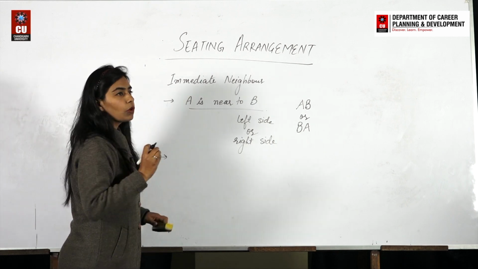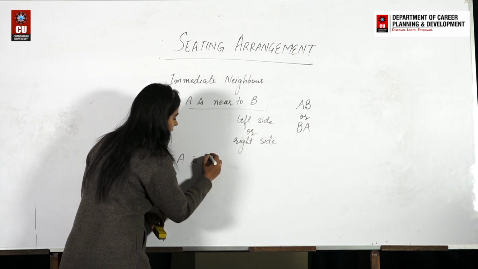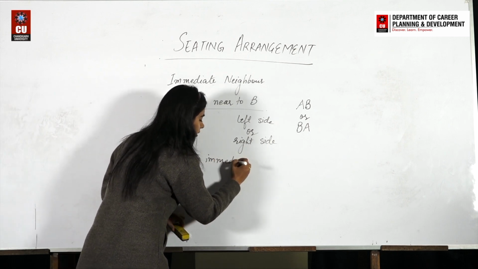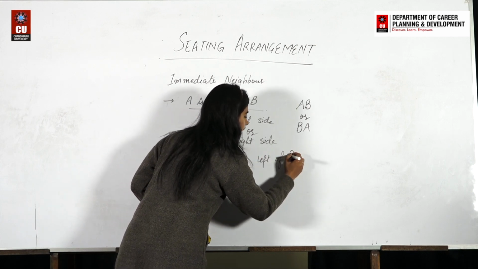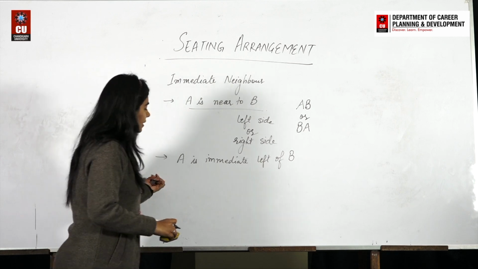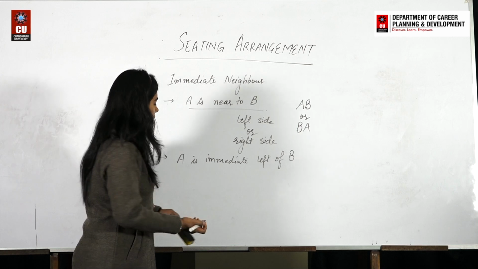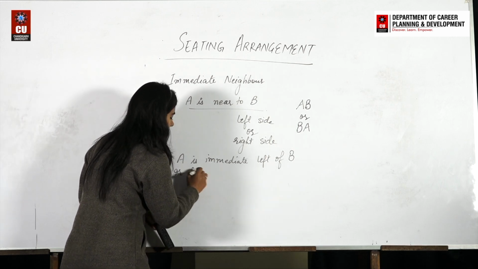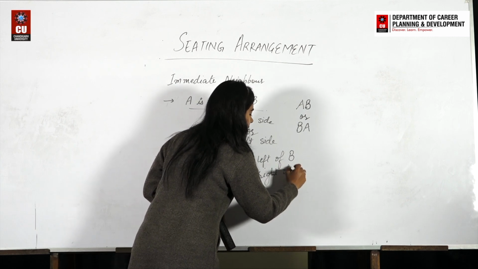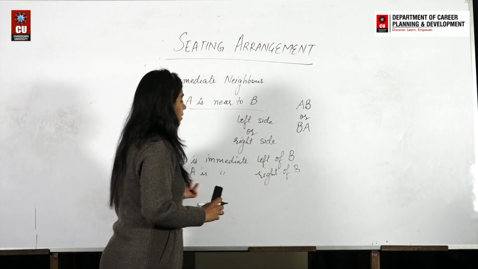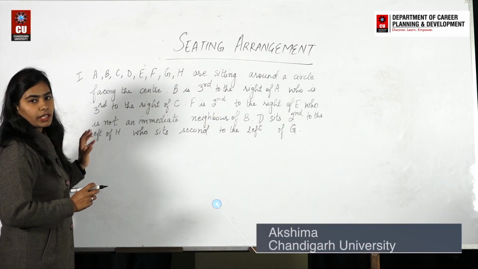While if the statement says A is immediate left of B, then we can easily say A is left of B. Or A is immediate right of B, then we can easily say A comes on the right hand side of B. This is an example of sitting arrangement.